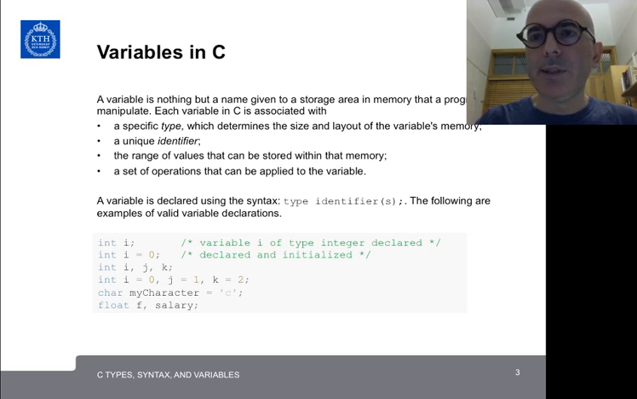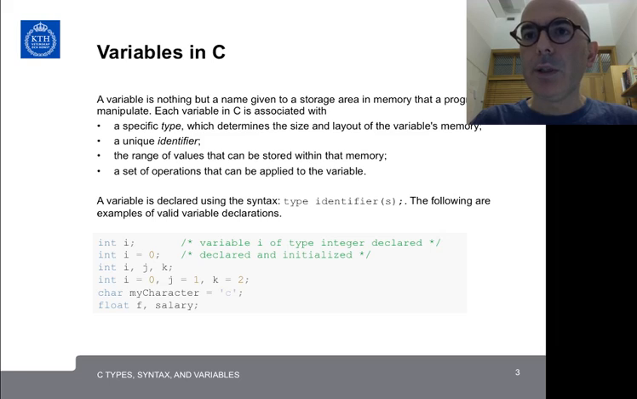A variable is a name given to a place in memory that the program can operate on. Each variable in C is associated with four properties. First, a specific type, which determines the size and layout of the variable's memory. Second, a unique identifier that is the name of the variable. Third, the range of values that can be stored within that memory. Fourth, a set of operations that can be applied to that variable.